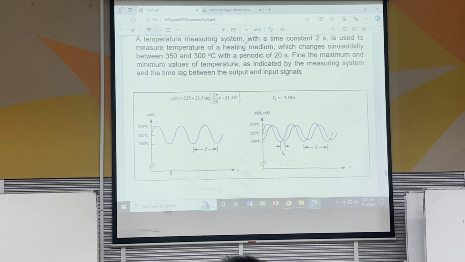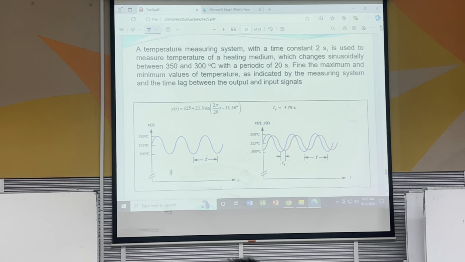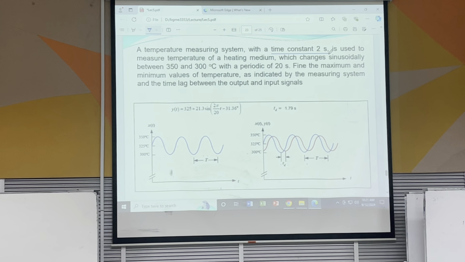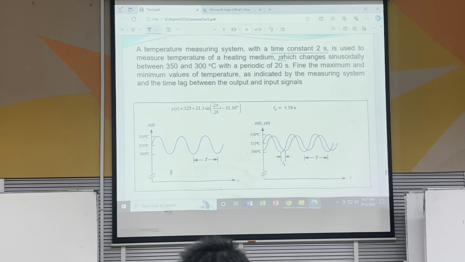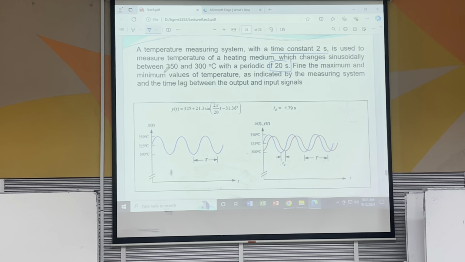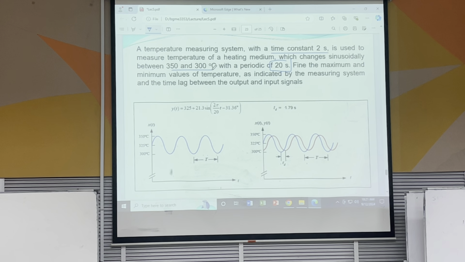Okay, so look at this question. A temperature measuring system has a time constant of 2 seconds. If you want to measure the temperature of a heating medium, this one changes sinusoidally between 350 and 300. Obviously this is a sinusoidal input, so this will be a frequency response, with a period of 20 seconds. Sinusoidally change between 350 and 300. Typo here, not fine, it should be fine.